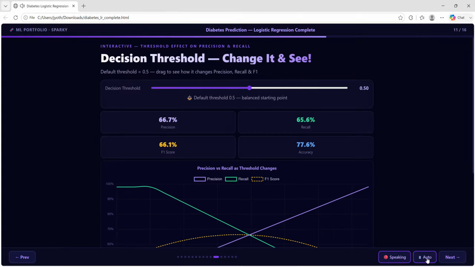This slide explains how changing the decision threshold changes precision and recall. By default, logistic regression uses 0.5 as the threshold. If probability is above 0.5, predict diabetic. But we can lower this to 0.3. At threshold 0.3, we catch more diabetic patients, recall goes up, but we also get more false alarms, precision goes down. Drag the threshold slider to see this trade-off live.